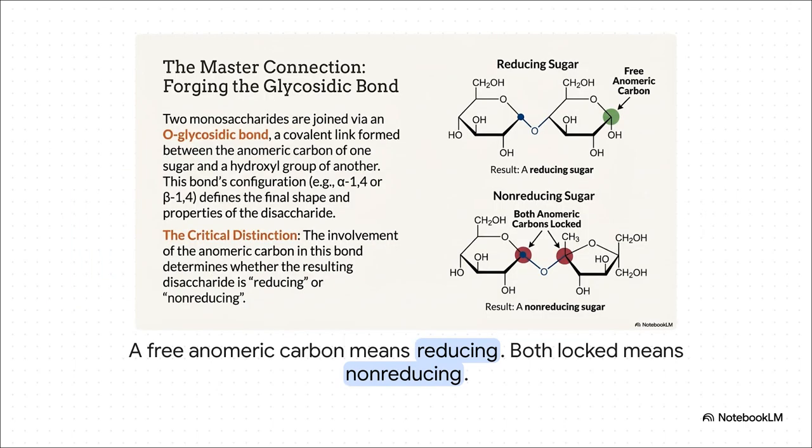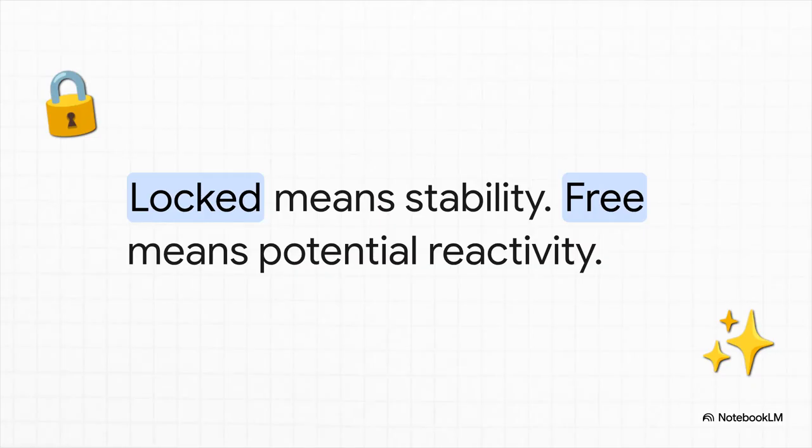And this is where that master switch comes in. When two sugars link up, the most important detail is what happens to their anomeric carbons. If one of those anomeric carbons is left free, not tied up in the bond, we call the molecule a reducing sugar. But if the anomeric carbons from both sugars are locked into that bond together, it becomes a non-reducing sugar.